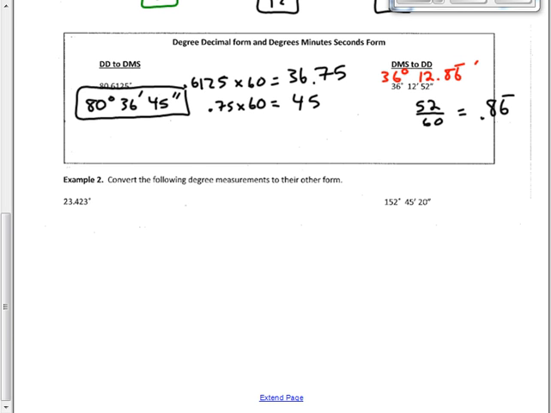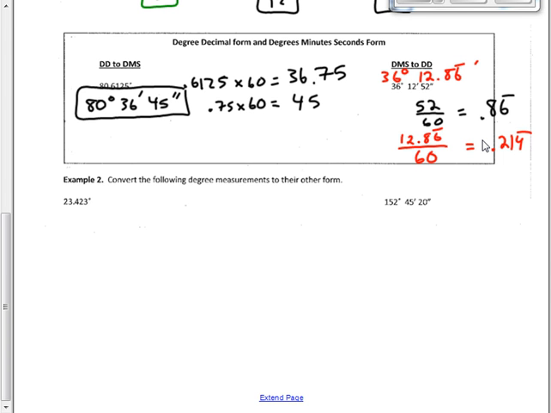Okay, I turned those seconds into minutes. Now I only have minutes. Now I want to turn those minutes into degrees. So the way that I turn those minutes into degrees is I take the minutes, 12.86 repeated, and divide it by 60 again. That's going to turn that into a set of degrees. So I take 12.86 repeated and I divide it by 60. I end up getting 0.214 repeated.